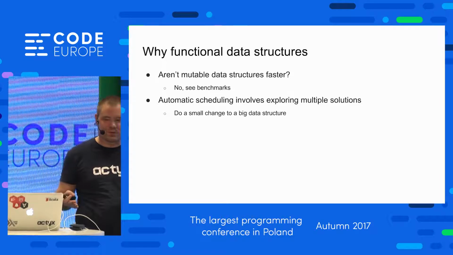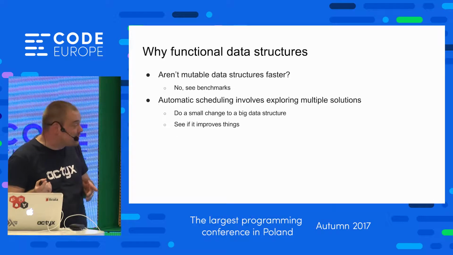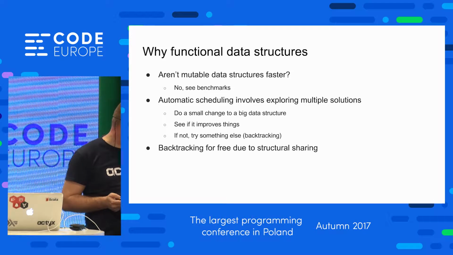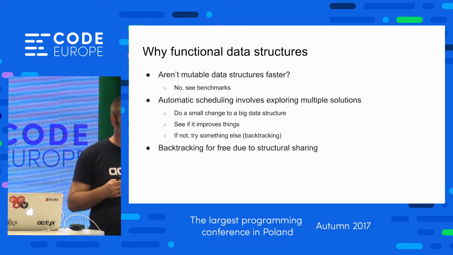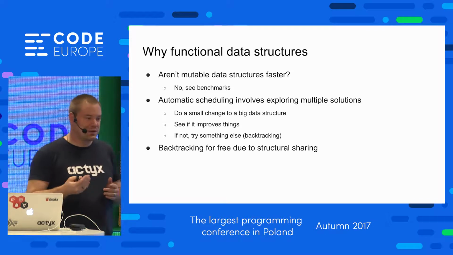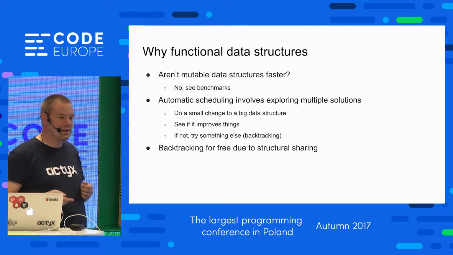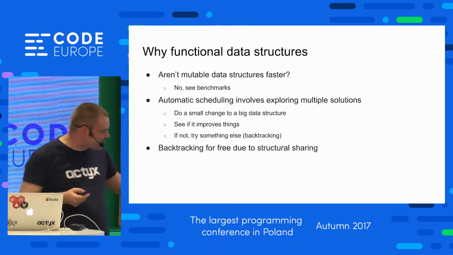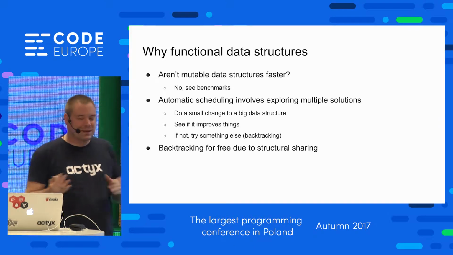And if it has not improved things, you throw it away and just try something else, basically. Very simple, in principle. This is called backtracking. And if you have functional data structures, obviously you don't have to do anything to undo the changes when you want to not explore a certain solution anymore. So you just have a pointer to something that you don't need anymore, you just throw it away and the garbage collector takes care of the rest. So that's what I call backtracking for free due to structural sharing. Obviously it's not free, the garbage collector is not free, but it's pretty fast.